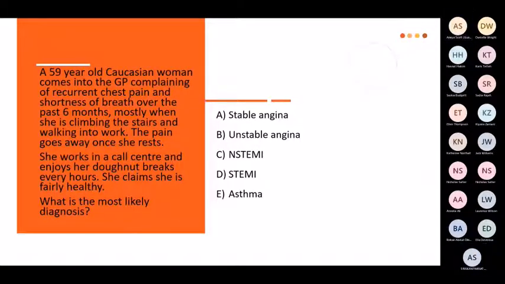So, still more coming in. It looks like mainly A's and a couple of B's. Okay, cool. So A is the correct answer, so stable angina. She's complaining of chest pain when she's moving around, so climbing the stairs, walking into work, things like that. And then the pain's going away when she rests, so that indicates stable angina. If she was at rest and she was still having chest pains and they weren't going away, then we'd consider unstable angina, potentially an MI at its start, so an NSTEMI.